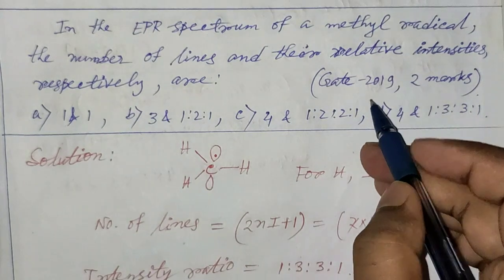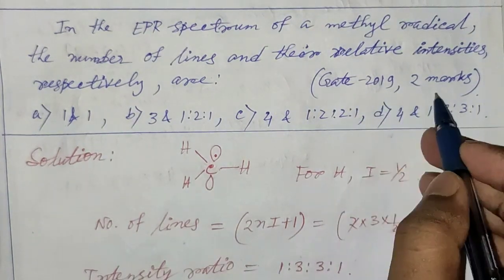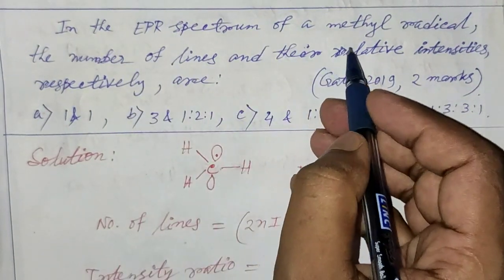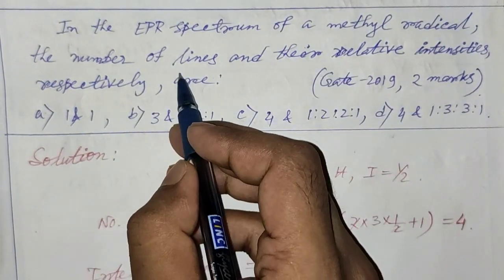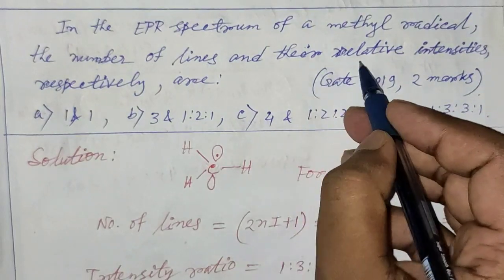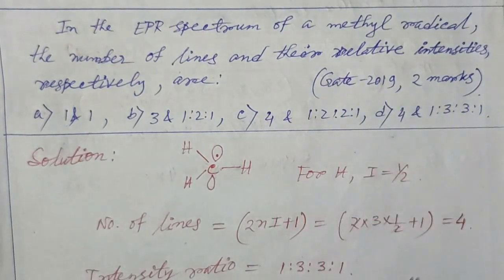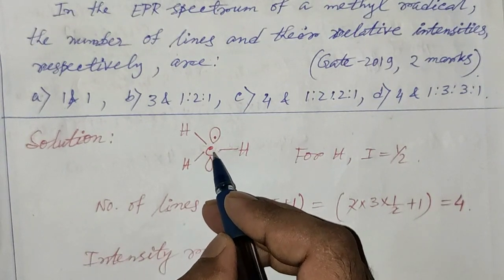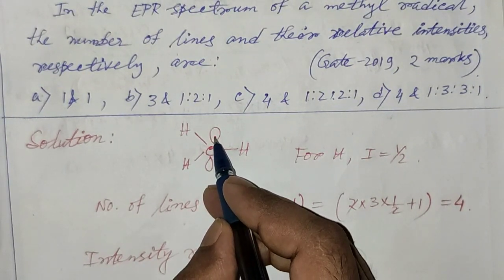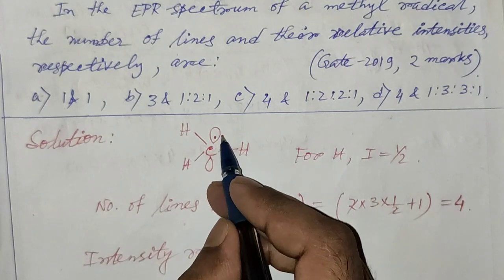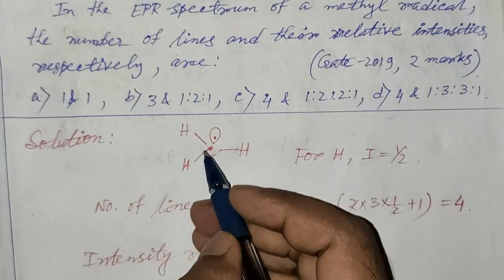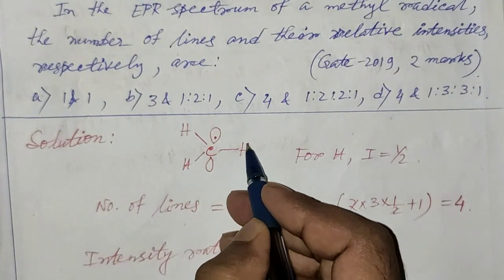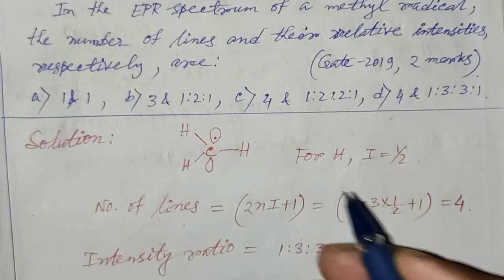The next question was asked in GATE 2019 for 2 marks. It is a very easy question. We have to identify the number of lines for the methyl radical and their relative intensity ratio. Now the methyl radical is like this. It is sp2 hybridized and one unpaired electron is oriented along a p orbital. This radical will couple with the spin of these hydrogen nuclei.